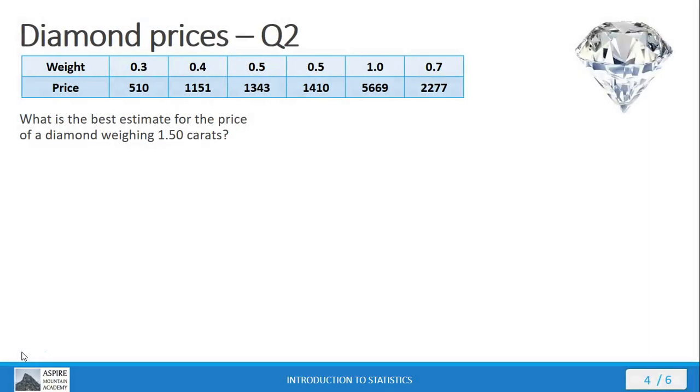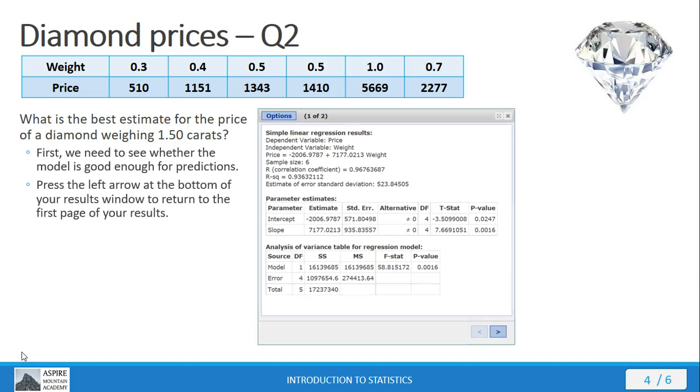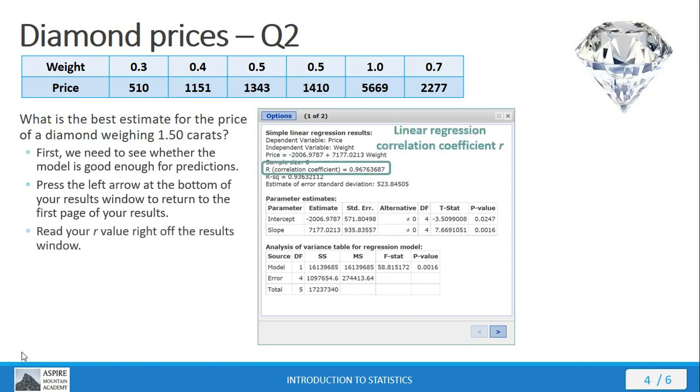The second question we were asked was, what is the best estimate for the price of a diamond weighing 1.5 carats? Well, first we need to see if the model we can make is good enough for predictions. So go back to your regression analysis there on the first page of your results, and you can find your R value right up here at the top, the linear regression correlation coefficient.